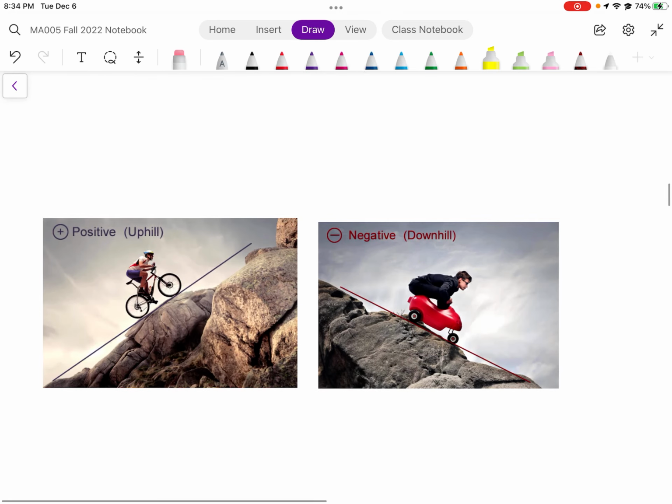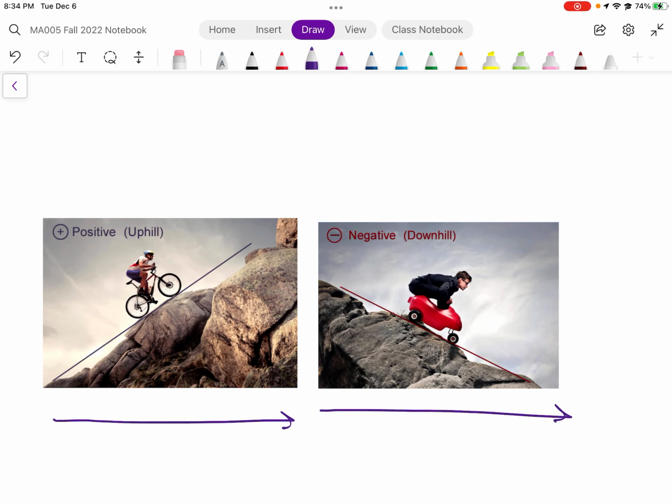All right, so just had some funny pictures here. Positive uphill on the left, negative downhill on the right. Okay, so to think about whether you're going uphill, you think I'm going left to right, am I going up or down? Here I'm going left to right, I am going down, so it's negative.